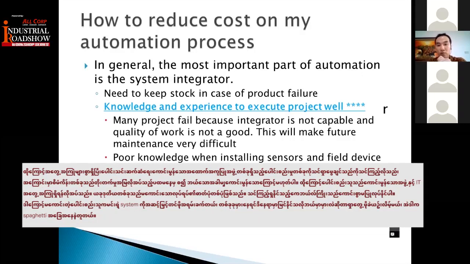So you want to find an integrator that has a lot of experience and has a good support team, because each project is never good from the first day. It always needs improvement. So the integrator needs to have a good team, an experienced team.